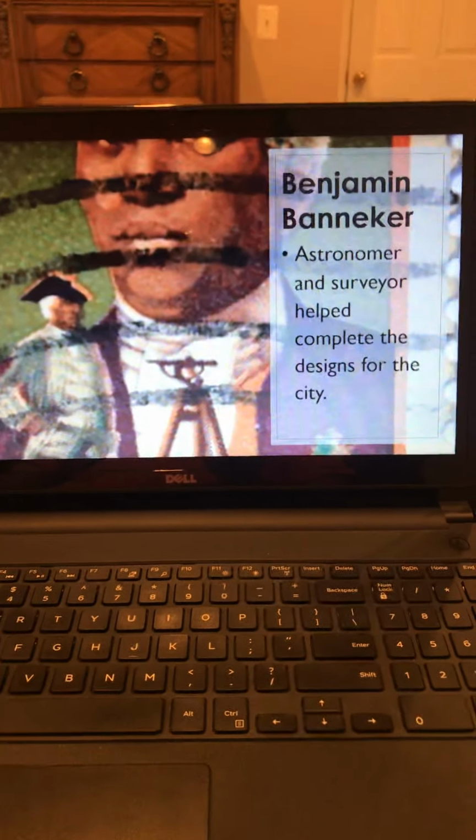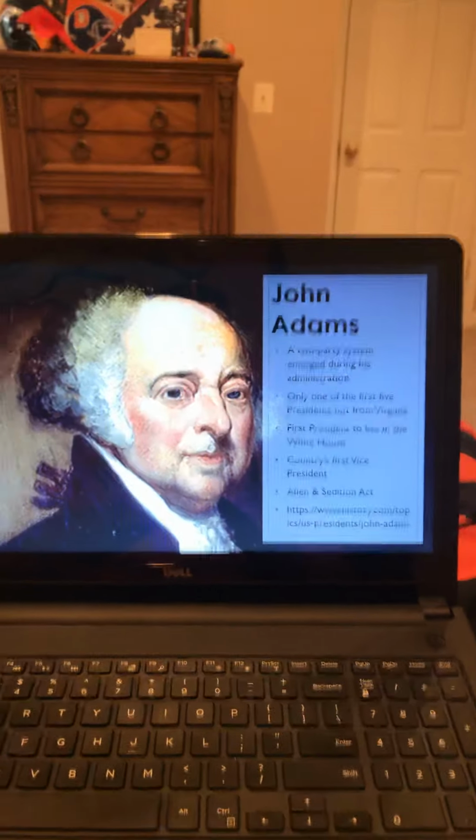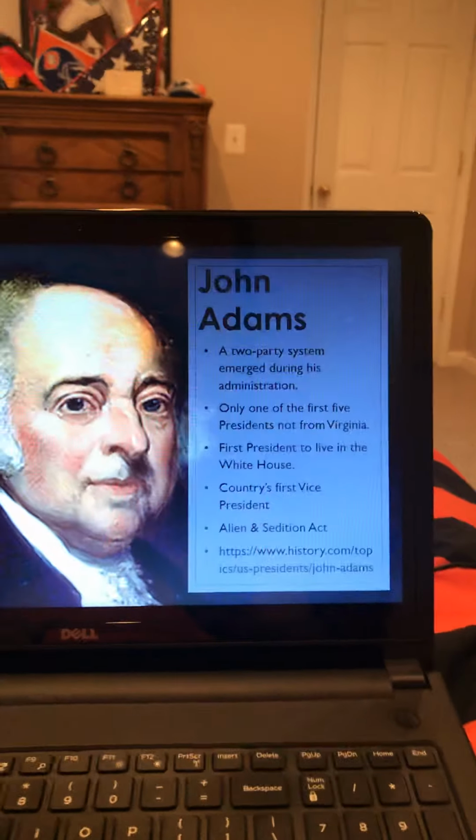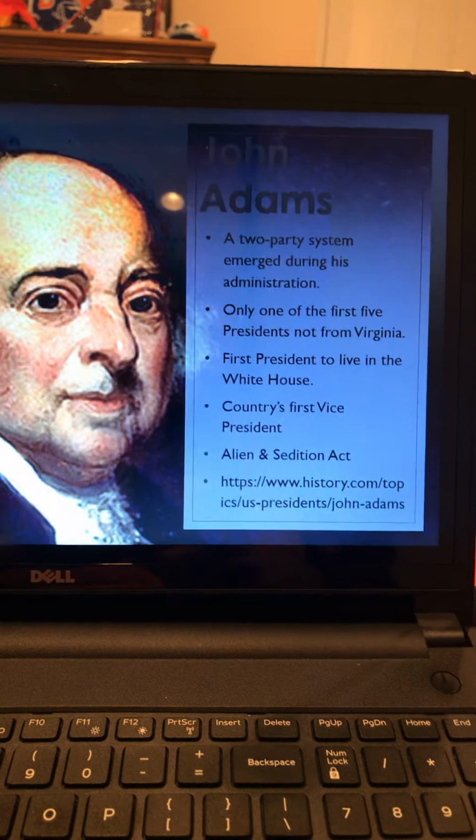Essentially saving the day and enabling the plans for D.C. to move forward. So that is President number one, George Washington, in a nutshell. Now, this next guy we have studied this year, a fellow by the name of John Adams. Now, I do feel bad for John Adams a little bit.